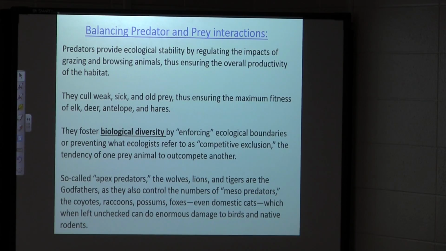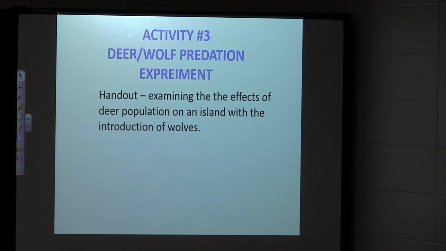And there are different levels of predation that we see. The ones that we think of as the main predators are those like the wolves, lions and tigers in the animal kingdom. They help to control the mesopredators, which are things like coyotes, raccoons, possums and foxes. When they're left unchecked, they can do enormous damage to other animals and further affect the environment. So it's important to keep that hierarchy of predation in place. That would have led into that third activity that I just discussed with you, which I will also post.